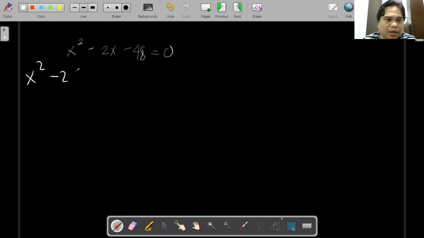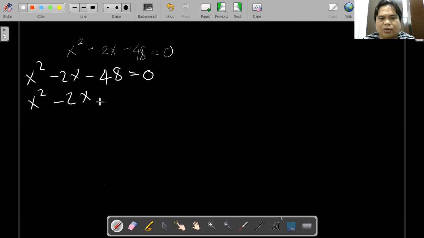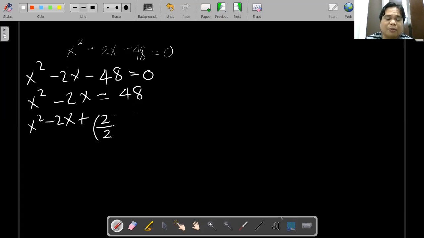x squared minus 2x minus 48 is equal to 0. All you need to do, again, is just isolate or transpose the constant. In this particular example, the constant is 48, right? This is minus or negative 48. When you transpose it to the other side, it becomes positive. Again, you only have two terms left here, but don't worry, you need to create a third term. How? What to do? You just divide the b coefficient by 2. So it's 2 over 2 and then raise it to the power of 2.